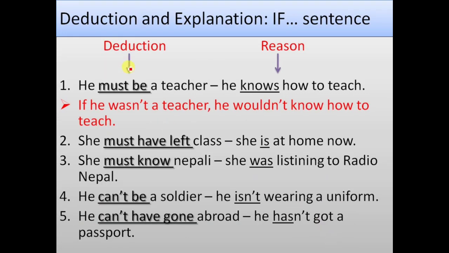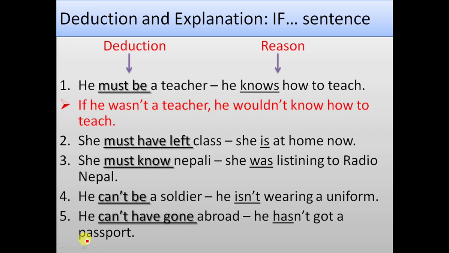In your exam you may be asked a question, explain the deduction using if sentence, and you can see two parts there, deduction and reason. Like, he must be a teacher, he knows how to teach. She must have left class, she is at home now. She must know Nepali, she was listening to Radio Nepal. He can't be a soldier, he is not wearing a uniform. He can't have gone abroad, he has not got a passport.